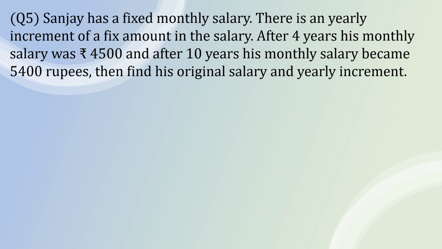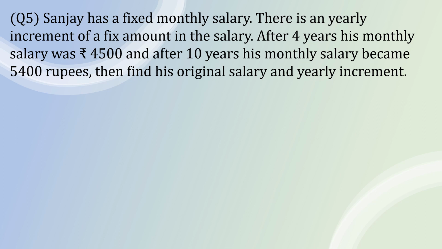Now, Sanjay had a fixed monthly salary which is not given, but yearly there was an increment of a fixed amount. A fixed amount every year there was increment in his salary. So the first condition, it is said that after 4 years his monthly salary was 4,500, means the fixed salary and the increment of 4 years total amounts to 4,500. Are you getting me, students?